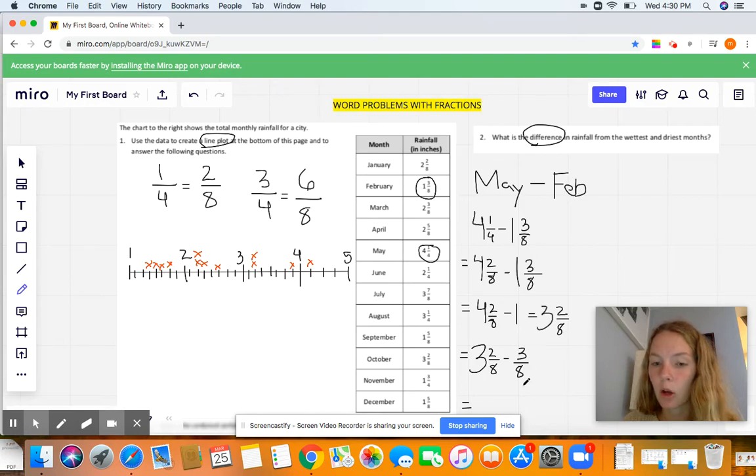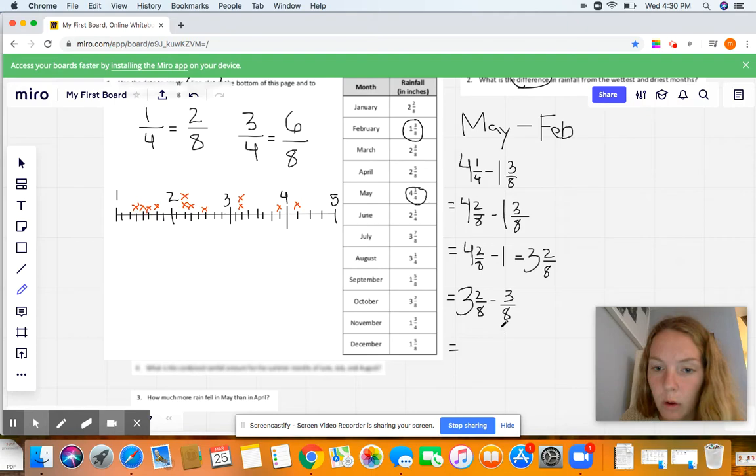How do I do that? Well, we learned that not too long ago. We can split this into 2/8 and 1/8. So 3 and 2/8 minus 2/8 is 3, and then subtract 1 more eighth. We have 2, I'm going to just write it down here, 2 and 7/8. That is the difference between the wettest and the driest months.